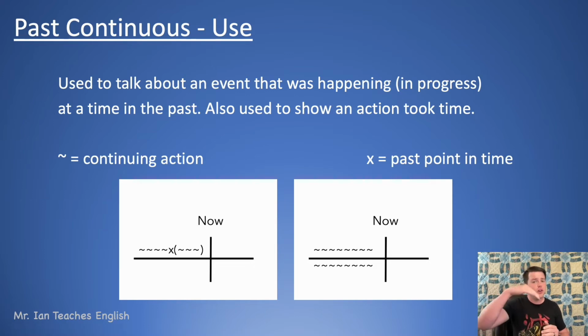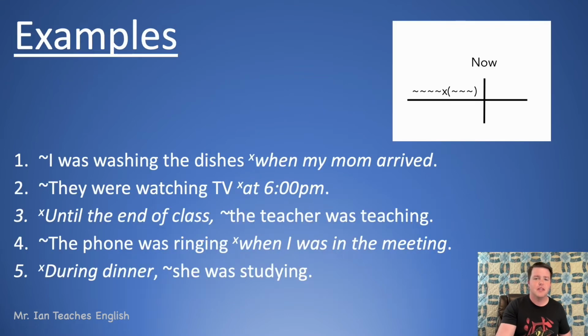Either there's a long event that is interrupted by something or by a reference point in time, or two things are happening. I feel like I'm dancing. Two things are happening at the same time, and they both take time. Let's look at some examples in detail.